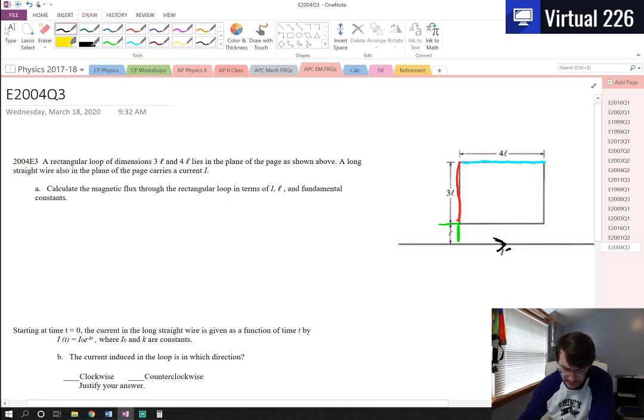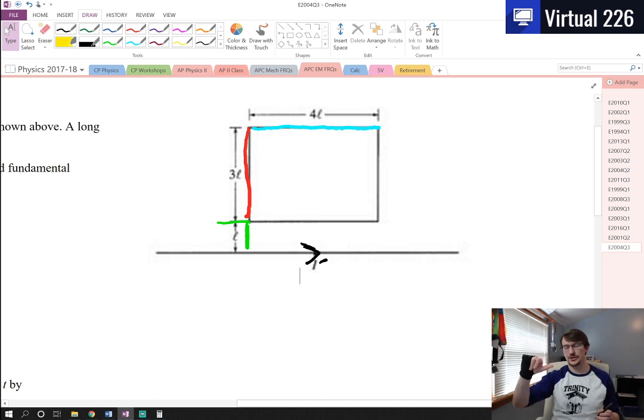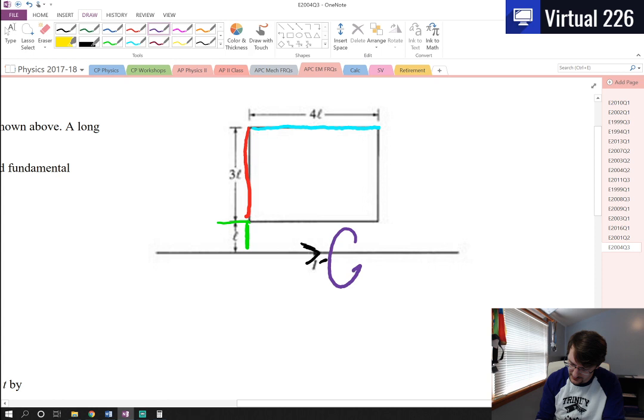What we're asked to do in part A is figure out what is the magnetic flux through the rectangular loop in terms of I, L, and fundamental constants. So something we need to remember here is, given by our right-hand rule, if we put our thumb in the direction of the current of the wire and then curl our hand around, our B field is going to be going like this. On the top of the wire, it is coming out of the page, and on the bottom of the wire, it's going into the page.